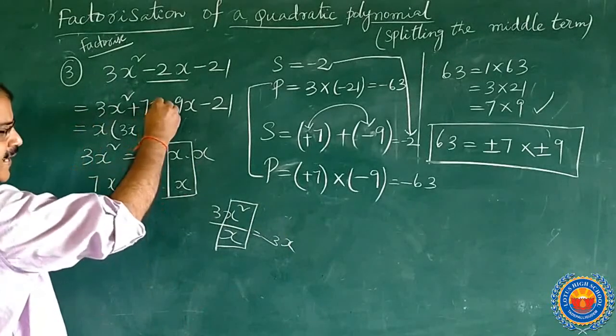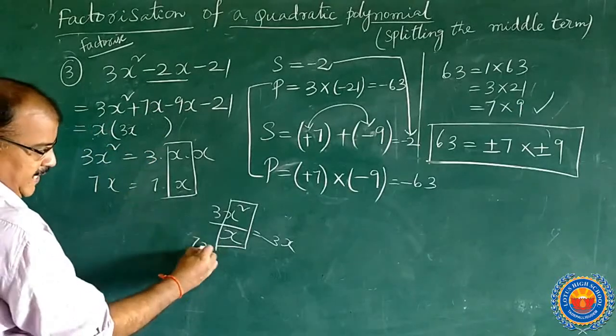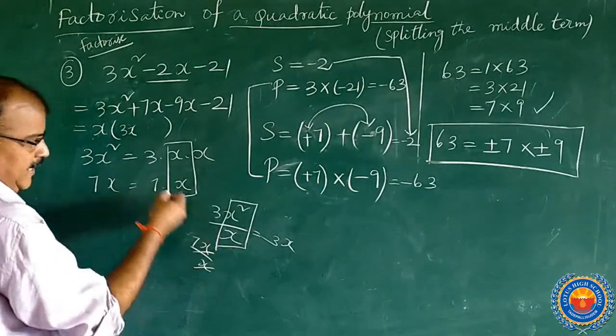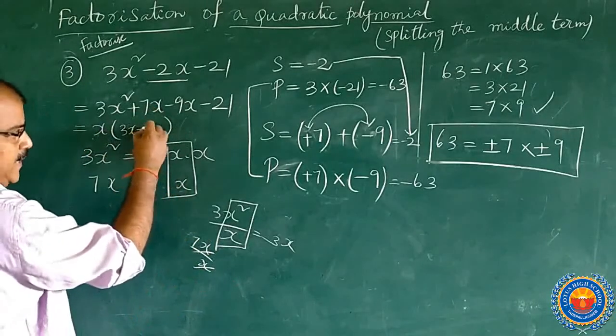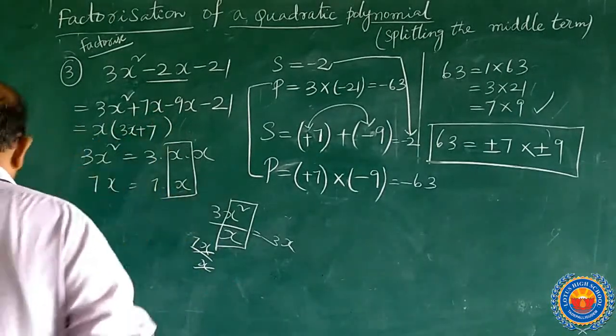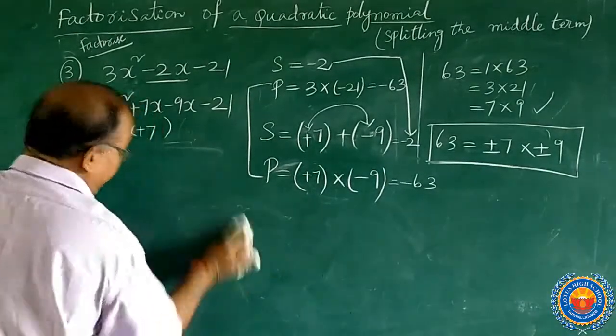And 7x by 7x by x. 7x by x is equal to 7. Otherwise here in this leftover is 7. That's why here plus 7. So x into 3x plus 7.